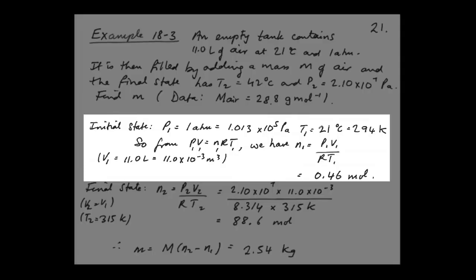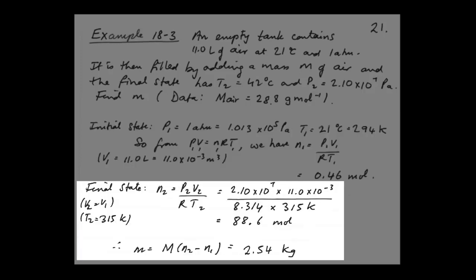In the initial state, T1 is 21 degrees centigrade, which must be converted to Kelvin, 294 Kelvin. From the gas law PV equals nRT, we can solve for n to find n1 equals P1V1 over RT1. That's the initial state. So the amount of gas that was originally in the tank is 0.46 moles. In the final state, we use the same formula, and we find that in order to have the conditions that we need, n2 equals 88.6 moles. So the mass we need to add is the difference, which is the molar mass times the difference in the number of moles, because you're adding additional moles, and that turns out to be 2.54 kilograms of air.